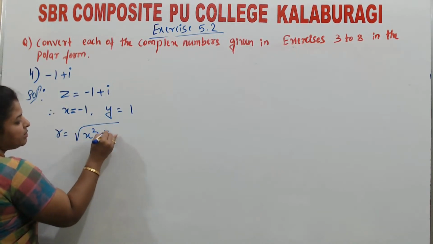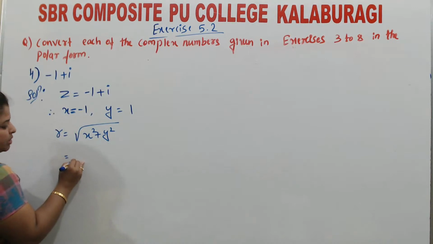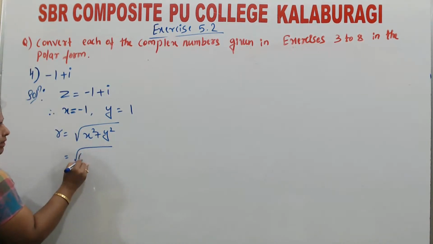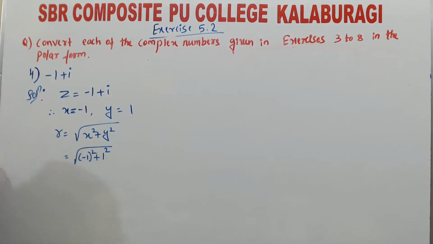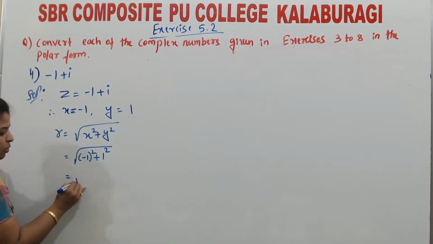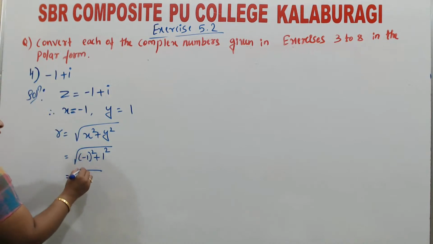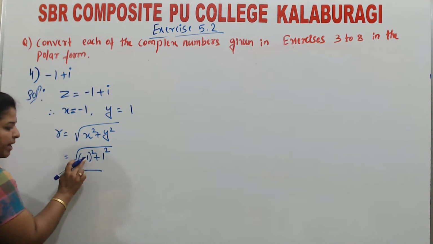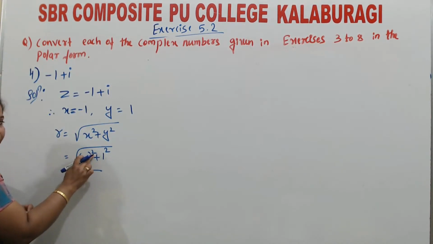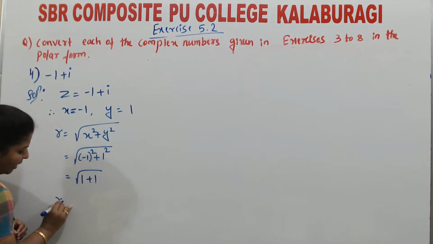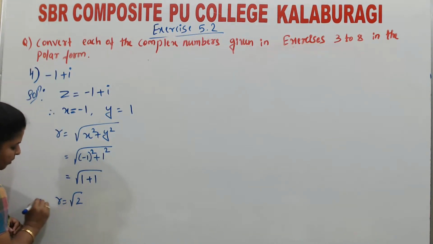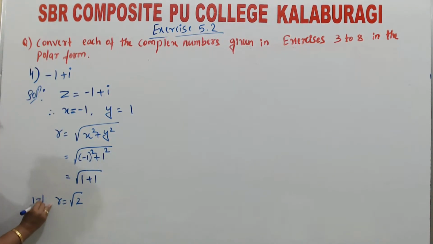Then r is equal to square root of x square plus y square. x is minus 1, whole square, plus y square, which is 1 square. That is the square root of 1 plus 1, because minus 1 whole square is 1 only, as the power is even. Therefore r is equal to root 2, or modulus of z is equal to root 2.